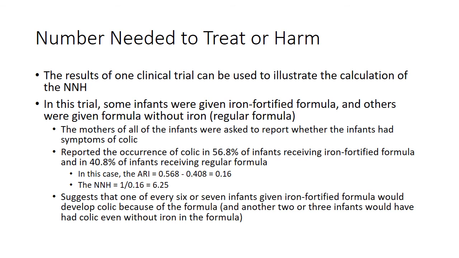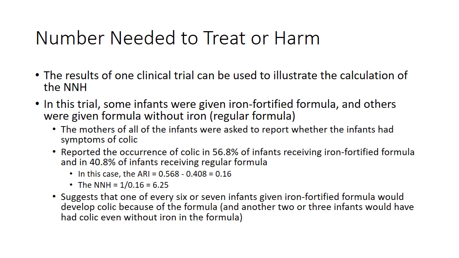So an example of this would be a trial where basically they had infants who were given iron fortified formula and those who were given formula without iron. So basically just kind of regular formula. And the moms were asked to report whether the infants had symptoms of colic based on which type of formula they had. And what they saw, they had a reported occurrence of colic in 56.8% of kids getting the iron fortified formula and only 40.8% of infants receiving the regular formula.